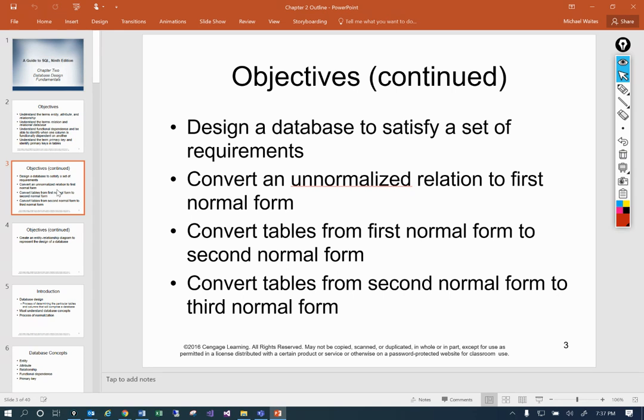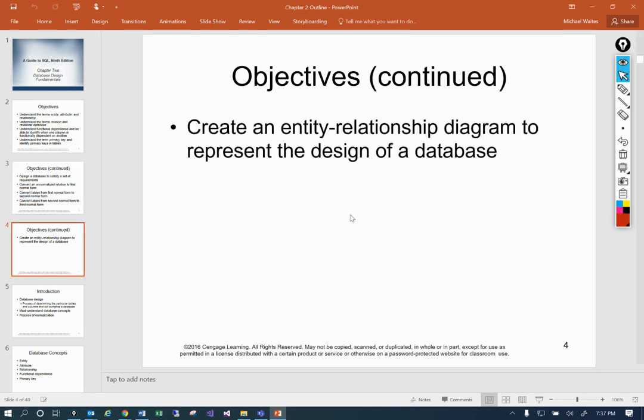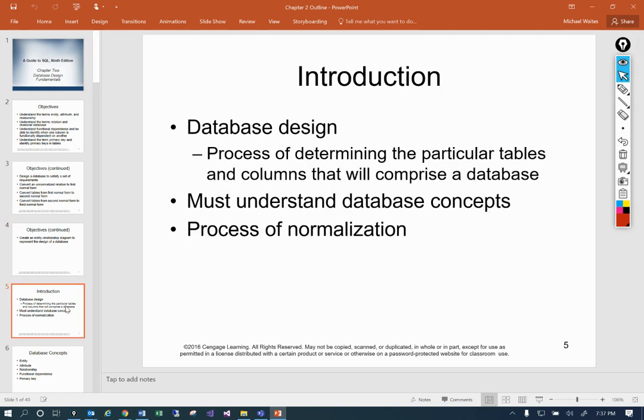All right. Convert an unnormalized relationship to first normal form. Then we're going to take that first normal form and go to second normal form. And then finally, we're going to talk about third normal form. With that, we're going to create an entity relationship diagram to represent the design of a database. Entity relationship diagram, also known as ERD. So let's get into that.